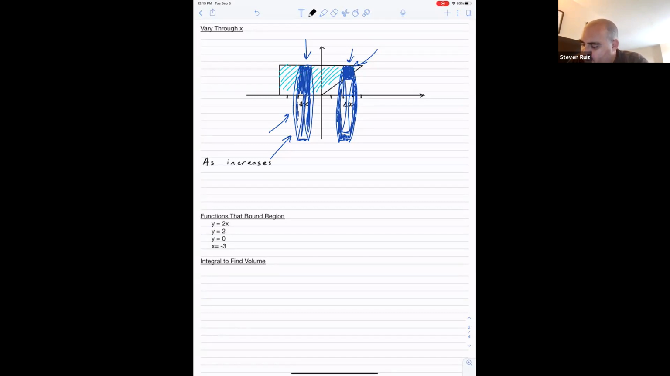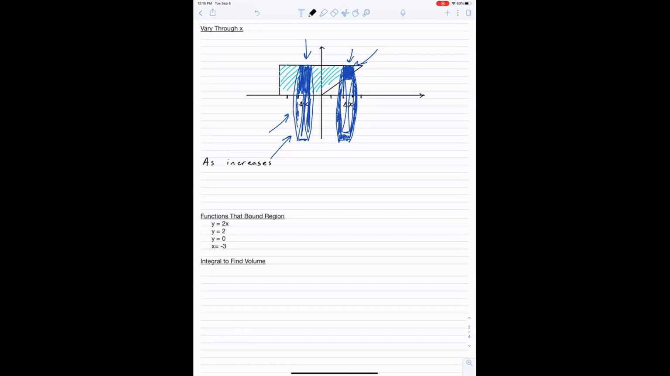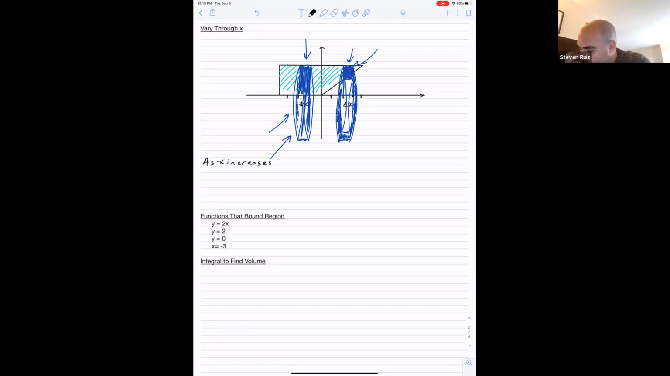Look at my intervals. Are my intervals in X or are they in Y? X. They're in X. So we should probably back up a little bit here. We're basically doing one key thing here. We're finding the volume of a cylinder. How do you find the volume of a cylinder?